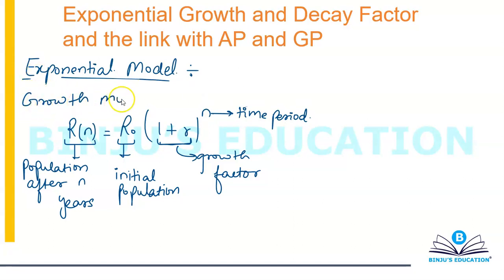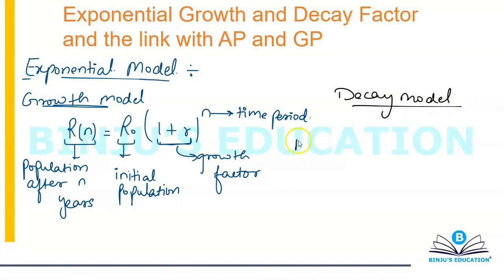Whenever you have an exponential growth, if you have a decay model, there is nothing much that changes. The only thing that changes is that when you talk about the decay model, your formula becomes Rn is equal to R naught (1 minus R) to the power n. This is the only change, because when you talk about decay, the population decreases. When you talk about growth, the population increases. That's what the difference is. Exactly the same. Rn again represents population after n years.